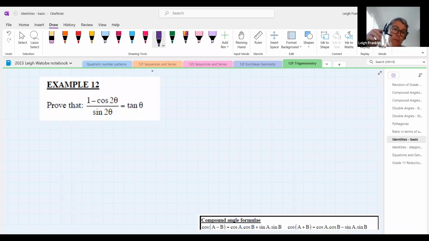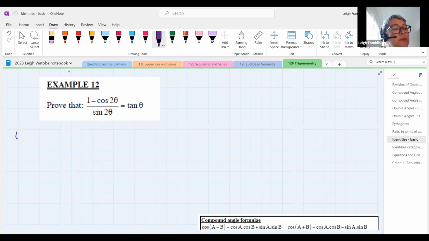Most of the time, Matrix, and I use the word most because it's not the same for every single identity, what you are doing is working with the left-hand side and simplifying it to the right-hand side. Sometimes we can work with both sides, as long as we don't work with them at the same time when they're equal to one another. I think I've got an example like that here as well.